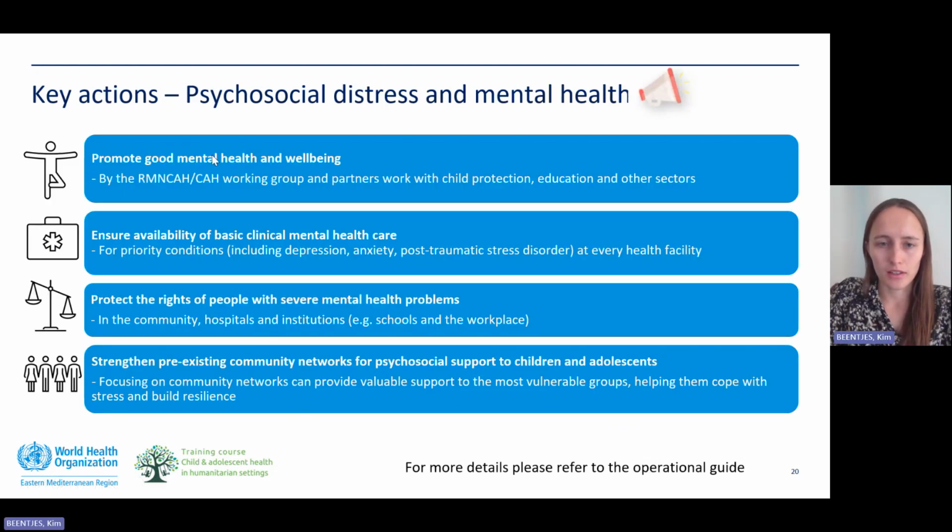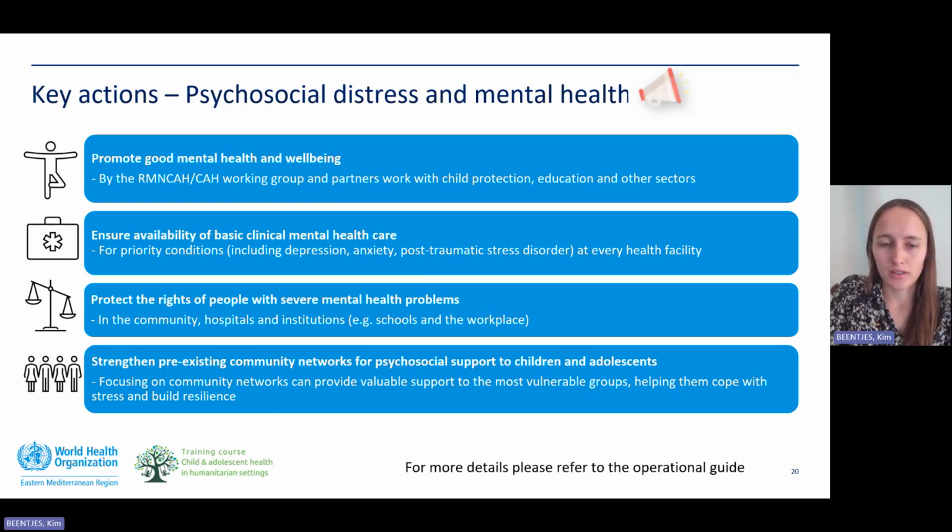So the key actions that are linked to this are promoting good mental health and well-being. The working group and partners should work with child protection, education, and other sectors. It also includes ensuring availability of basic clinical mental health care. This should be done at every facility for priority conditions. Priority conditions include depression, anxiety, and post-traumatic stress disorder. We should protect the rights of people with severe mental health problems. This should be done at communities, hospitals, and institutions, and this can include schools and workplaces.